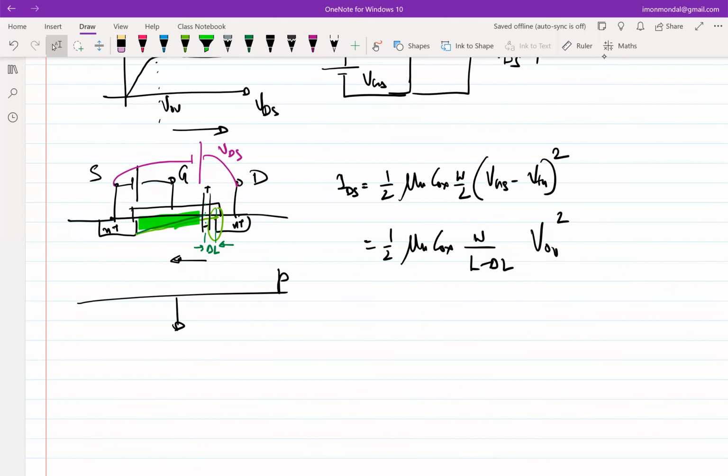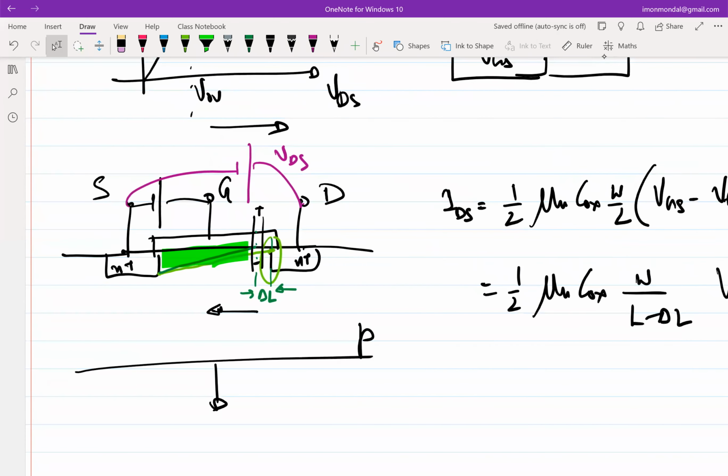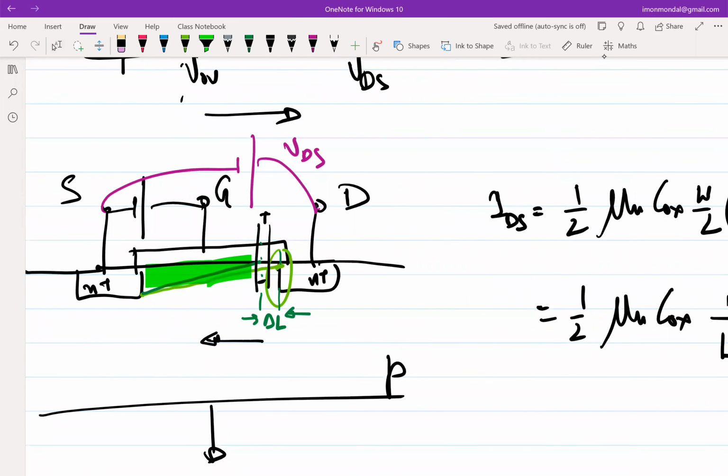Okay. That's a good question. What will be the potential at L minus delta L? So why don't you tell me your thought process? So what you are saying is this voltage will be VDS, but there is some drop across it, right?